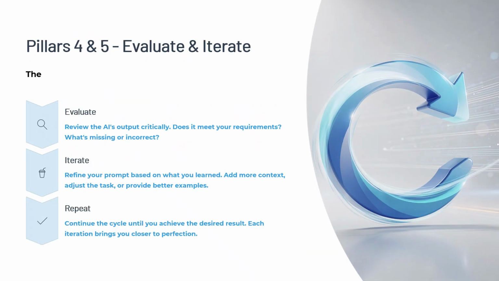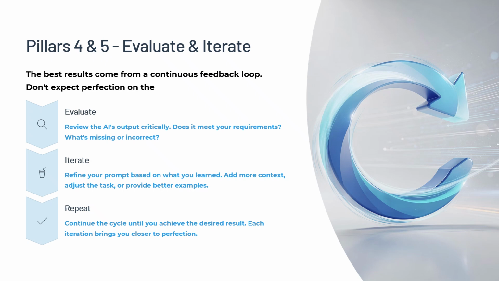The best results come from a continuous feedback loop. Don't expect perfection on the first try. The loop to be used is evaluate, iterate, and repeat. Once you get a response, check it. Does it hit the tone? Is the data right? If not, iterate. Google suggests simplifying your sentence or adding constraints like must be under 90 seconds to force better results. Each iteration brings you closer to perfection.